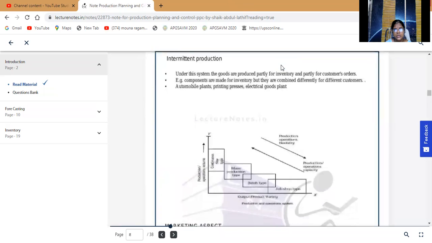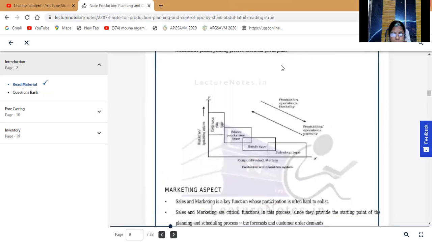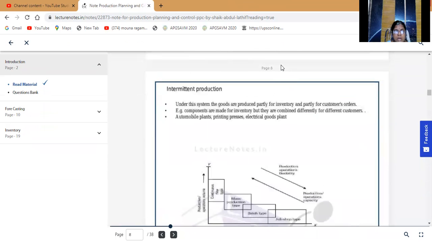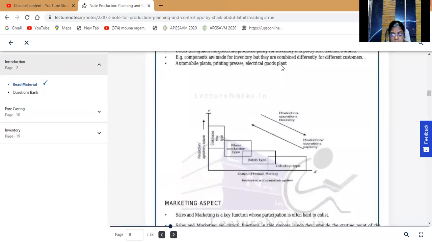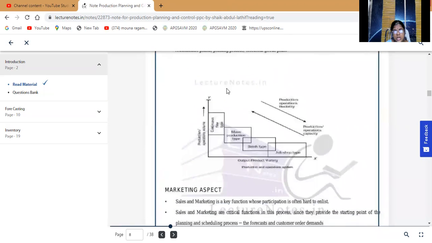In this intermittent production, under this system the goods are produced partly for inventory and partly for customer orders. Components are made for inventory, but they are combined differently for different customers. Those are all the examples. Next are the production and operation systems. The first one is continuous flow type, and the next ones are mass production type, batch type, and job flow type. This is the diagram of the production and operation system.